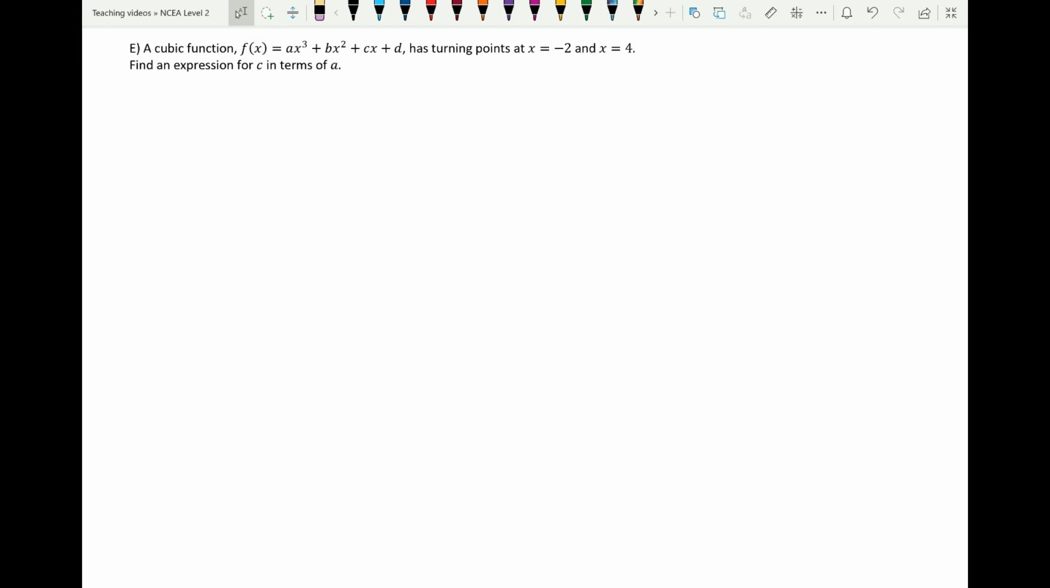So they've given us just a whole load of letters here instead of actual numbers. But we have been told crucially where the turning points are, and we want to find an expression for c in terms of a. So what that means is we want to end up with an equation that says something like c equals something something a. It needs to look like that.